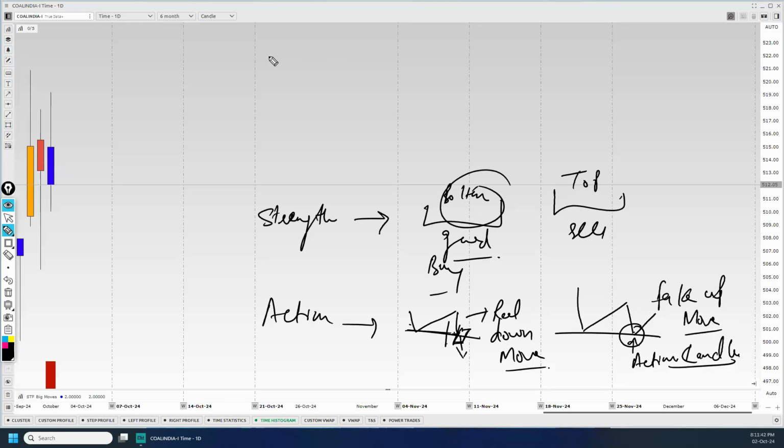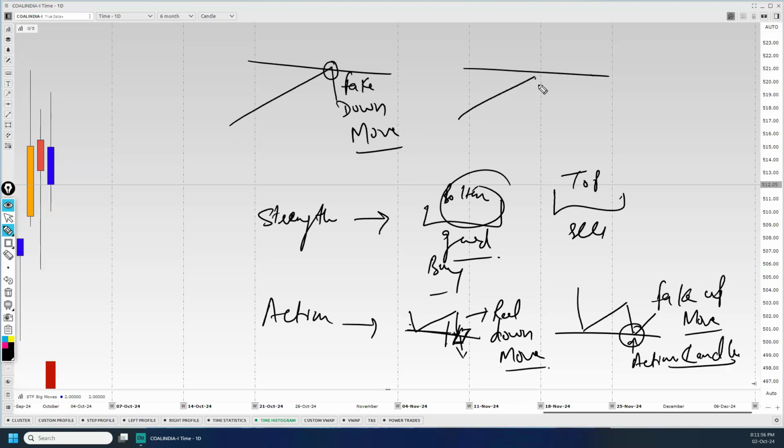Same way, at the top, the trend moved up, then you are getting a reversal, it's a fake down move. If this is a level and it is breaking out with an action candle, it's a real up move. Can all of you remember these three basic rules? All the trends we are seeing are at the bottom and the top, because most of the time we are trying to find reversal trades.